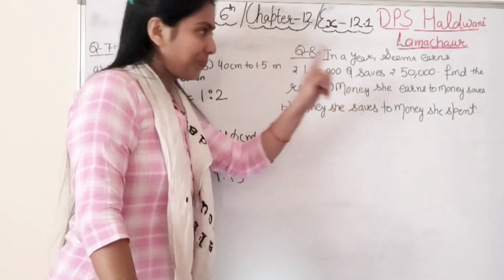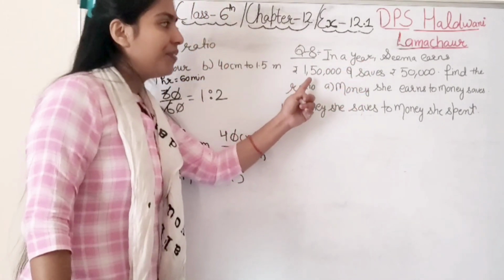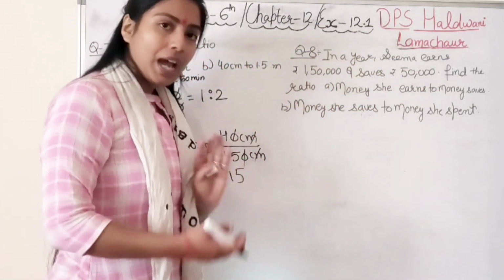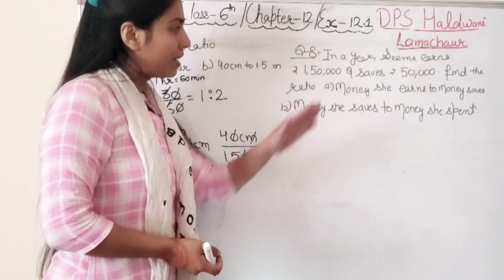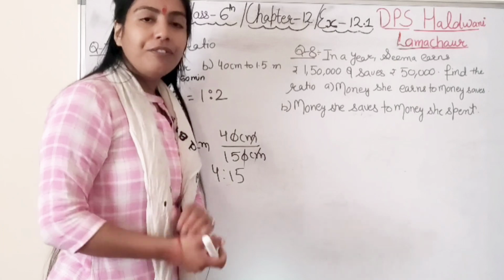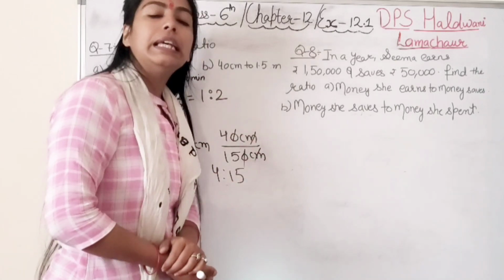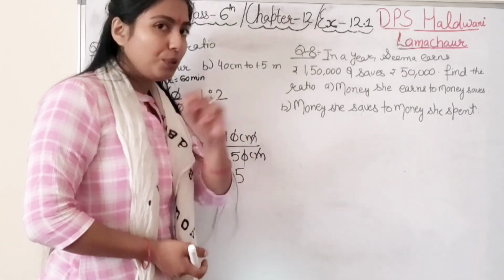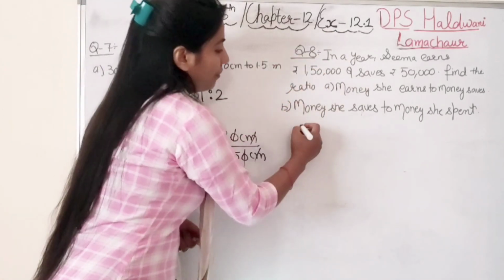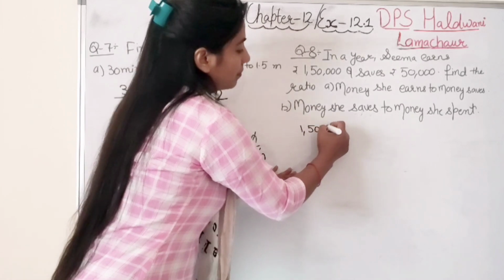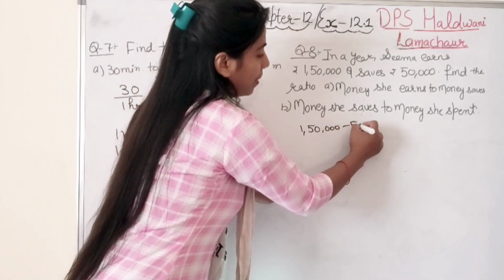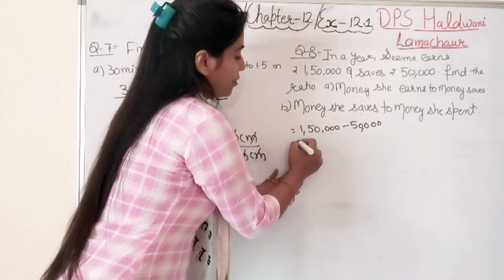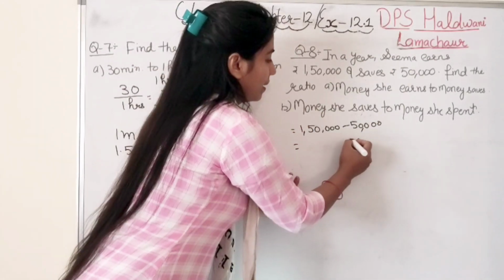In a year, Seema earns 1,50,000 rupees and she saves 50,000. How much did she spend? Obviously 1 lakh she spent. If the same question comes in a word problem, asking how much money she spent, what will you do? Minus only: 1,50,000 minus 50,000. Right? So how much did she spend? She spent 1 lakh.